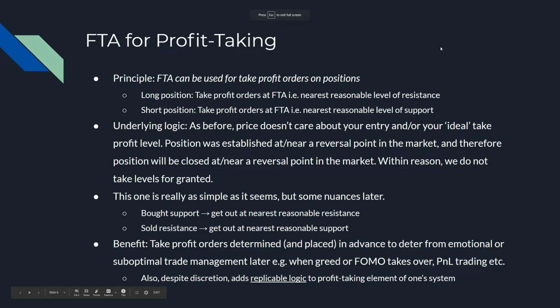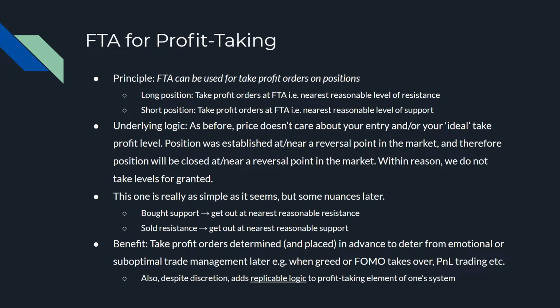So let's dive straight into the first use case, FTA for profit taking. The principle here is that FTA can be used for take profit orders on positions. Just as we said in the introduction, if you're in a long position, you can put your take profit orders at FTA. In that case, it would be the nearest reasonable level of resistance. And what that means we'll discuss when we get to the time frame section.